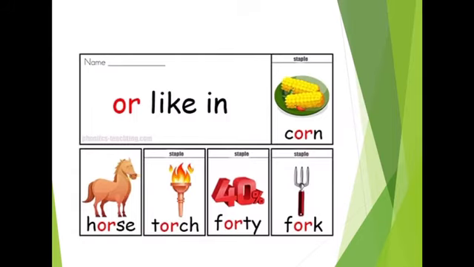All like in corn, horse, torch, factory. No, sorry, fork. Excellent. Corn, horse, torch, fork. Here, shabab, we have to write it here in corn, horse, fork. Try to write on the right lines, my friends. Do your best.